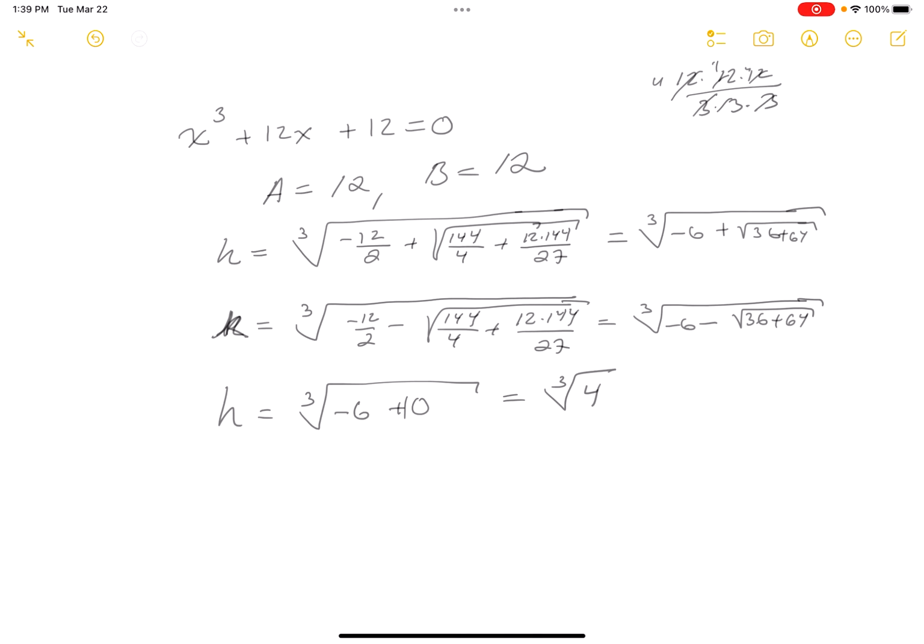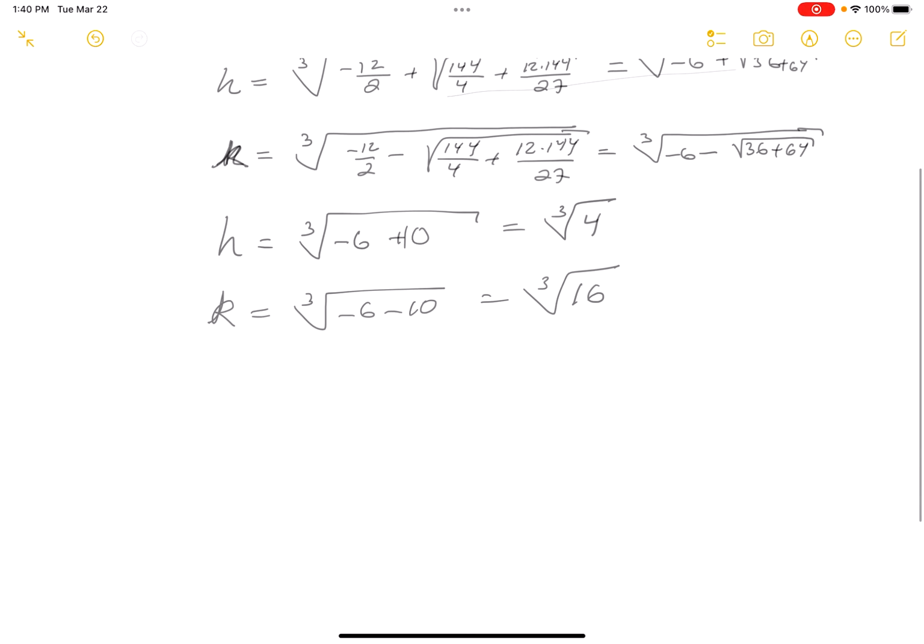All right. Let's do the next one. The next one's going to be k. And that's the cube root of minus 6 minus 10, which is the cube root of minus 16. All right, then what are you going to do? Well, you can write the three roots down. And let me write them down for you now.